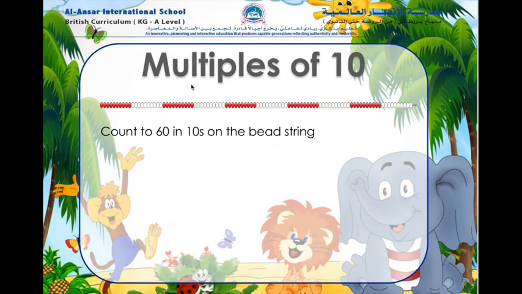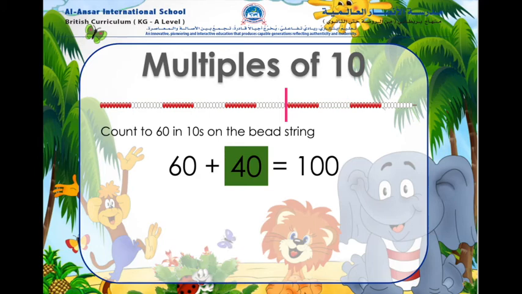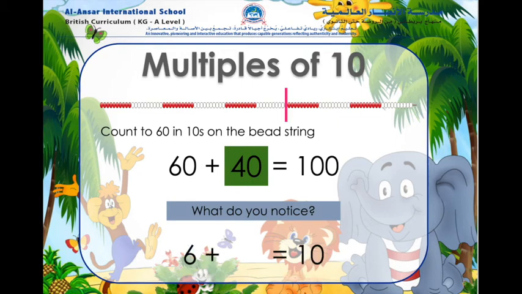Let us try for 60. Here we have, let's count to 60. 10, 20, 30, 40, 50, 60. 60 plus what is equal to 100? 60 plus 40 is equal to 100. And what do you notice? It's the same as 6 plus 4 is equal to 10.